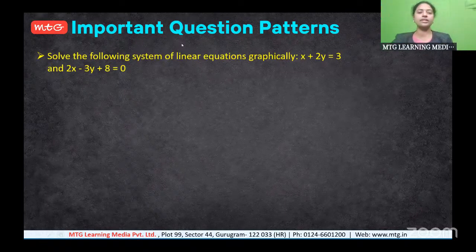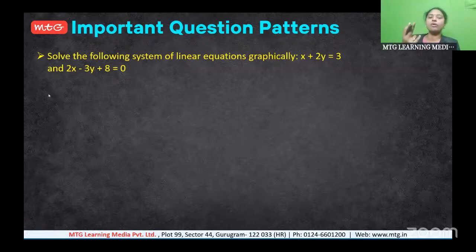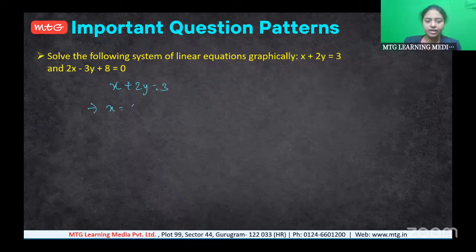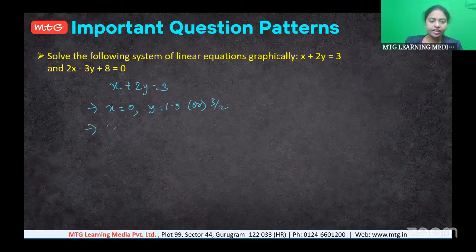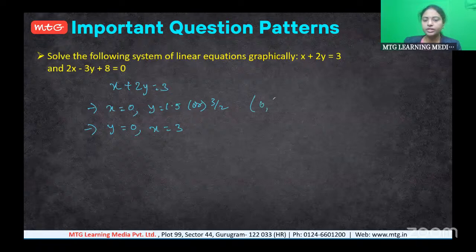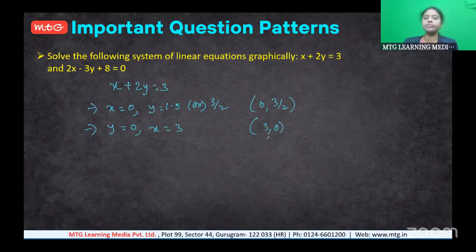If you want to solve this, first and foremost, we need to find two points which satisfy these equations. First equation, x plus 2y equals 3. In this, if I replace x value as 0, I'll get my y value as 1.5, which you can call 3/2 also. If I replace my y value as 0, I will get my x value as 3. So the first ordered pair is going to be (0, 3/2). The other ordered pair is going to be (3, 0). Using these two points, I can draw a line and I'll get a graph.